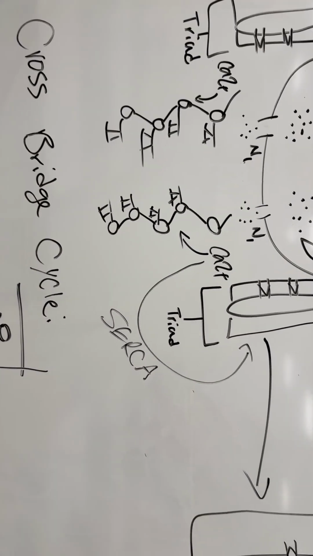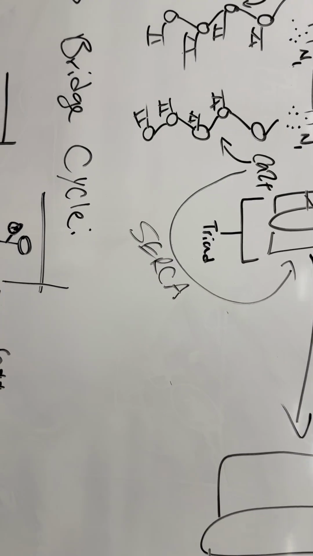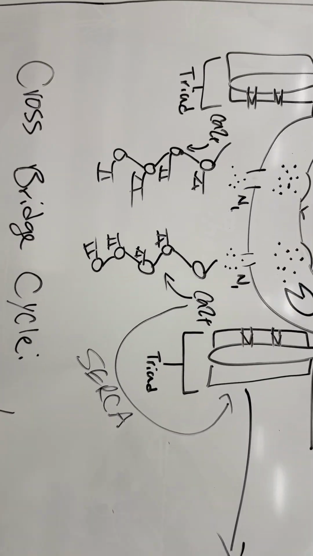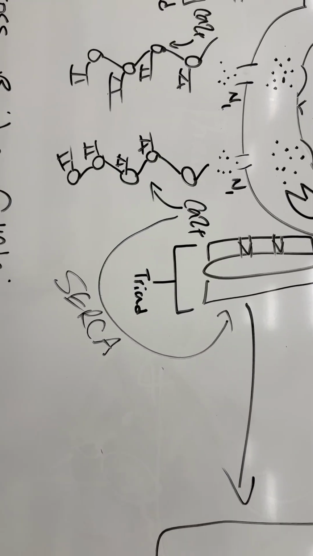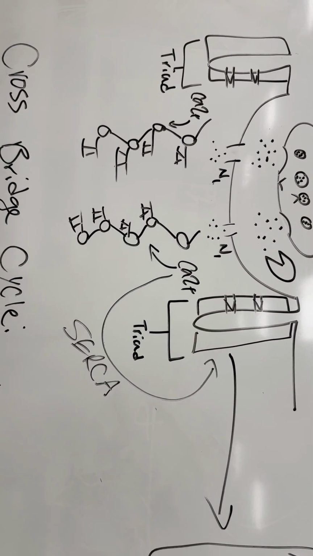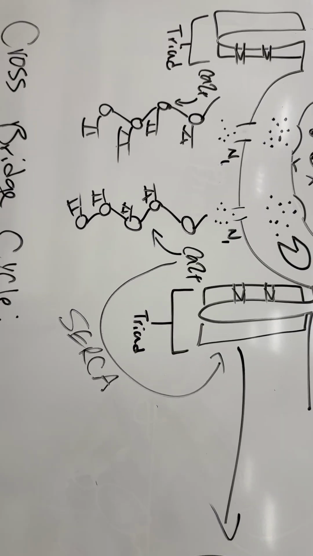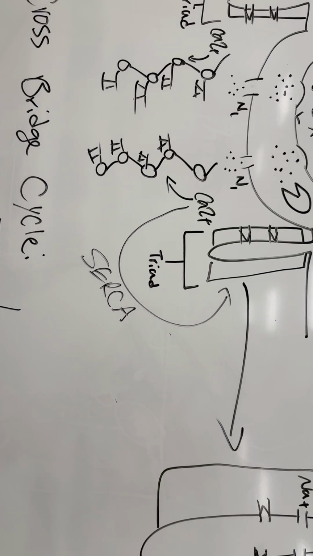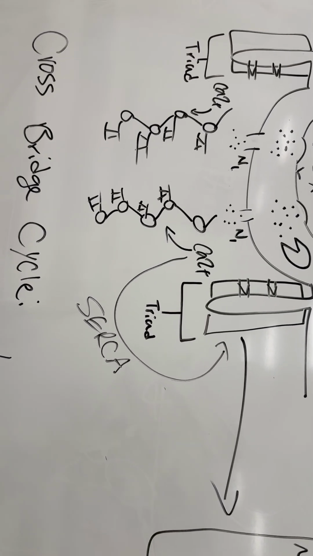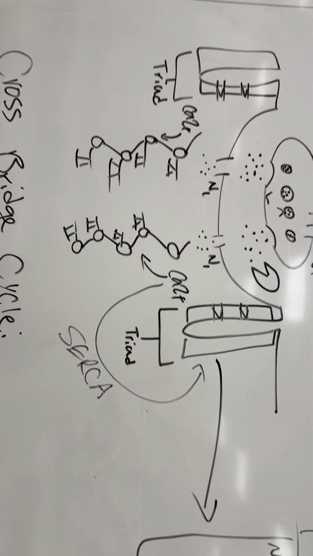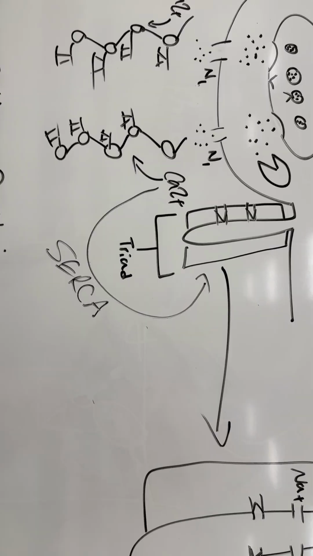And then in order to stop the contraction, we have this SERCA pump, which is responsible for relaxation. This is a pump, it's primary active transport, and it uses a lot of ATP. This SERCA pump is responsible for the most ATP use that our muscles use. So this is responsible for relaxation. It's going to pump calcium back into the sarcoplasmic reticulum.